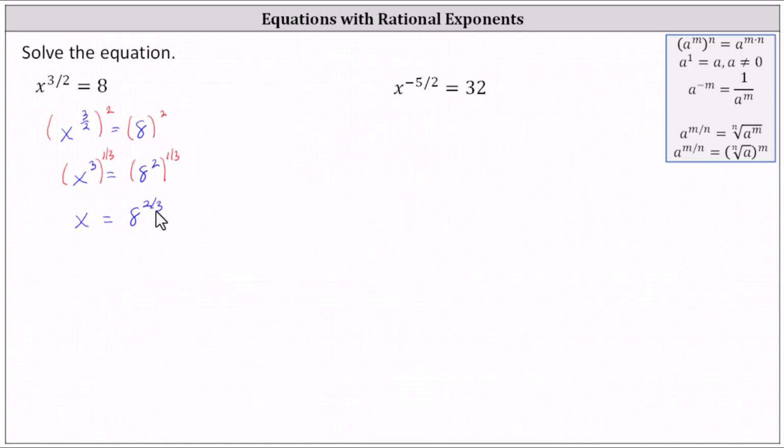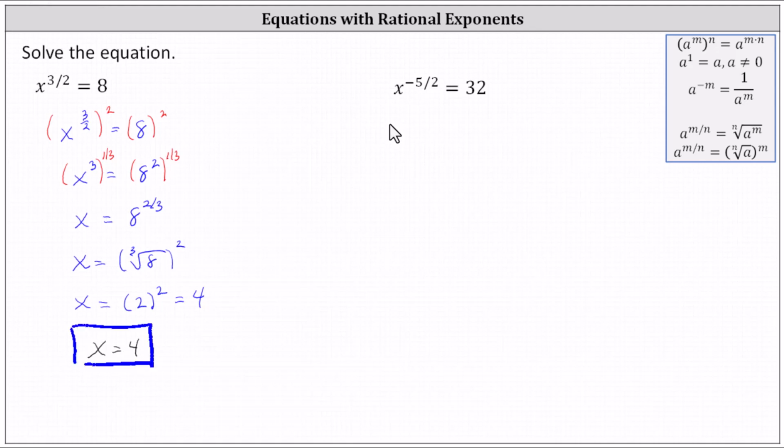Notice we could have solved for x in one step by raising both sides of the equation to the power of 2/3. And now we'll simplify the right side by writing 8 to the power of 2/3 in radical form. Recall the denominator is the index and the numerator is the exponent, and because 8 is a perfect cube, let's write 8 to the power of 2/3 as the square of the cube root of 8. And because 2 cubed equals 8, the cube root of 8 is 2, giving us x equals the square of 2, which is equal to 4. The equation has one solution, it is x equals 4.